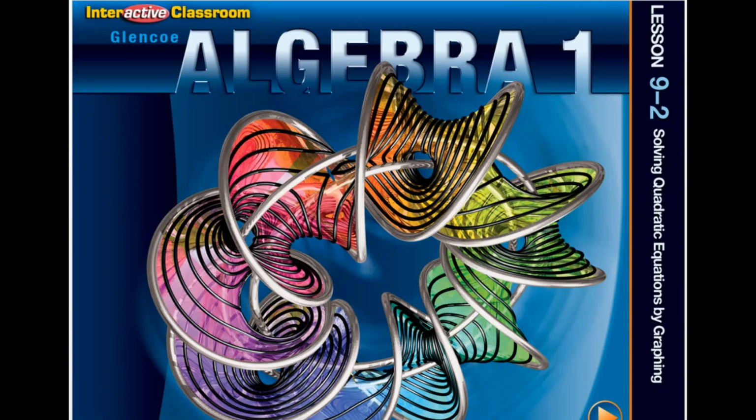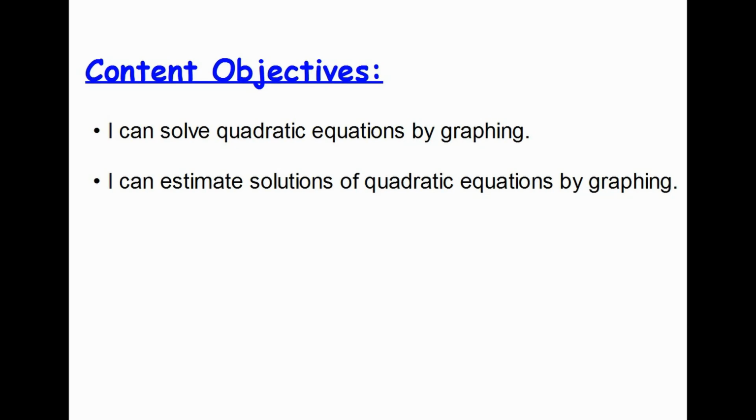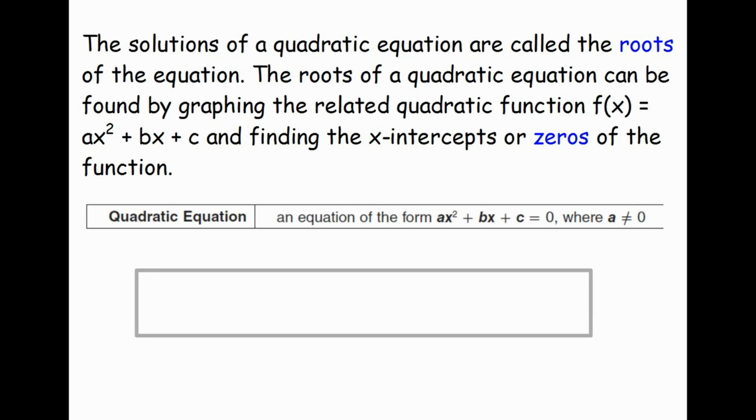Hello everyone, this is the second lesson of Chapter 9, Solving Quadratic Equations by Graphing. In this lesson, you will solve quadratic equations by graphing and find the solutions of quadratic equations, since we will practice with a graphing calculator. I'll be using Desmos for the graphing calculator, and I suggest you go to desmos.com before continuing the video. Last chapter, we solved quadratic equations using the zero product property.